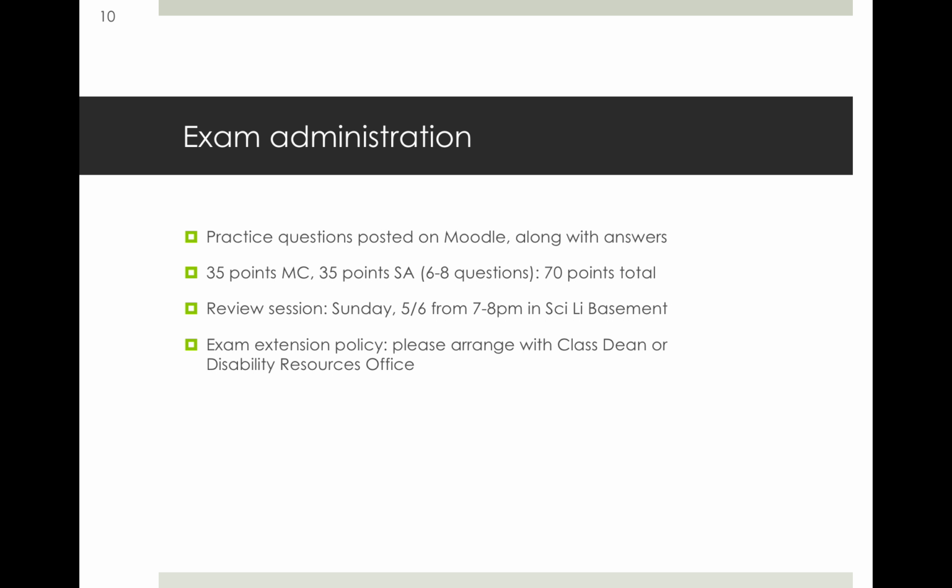Again, I mentioned this already, but if you need an extension for whatever reason, arrange this with the class dean and your disabilities resources office.